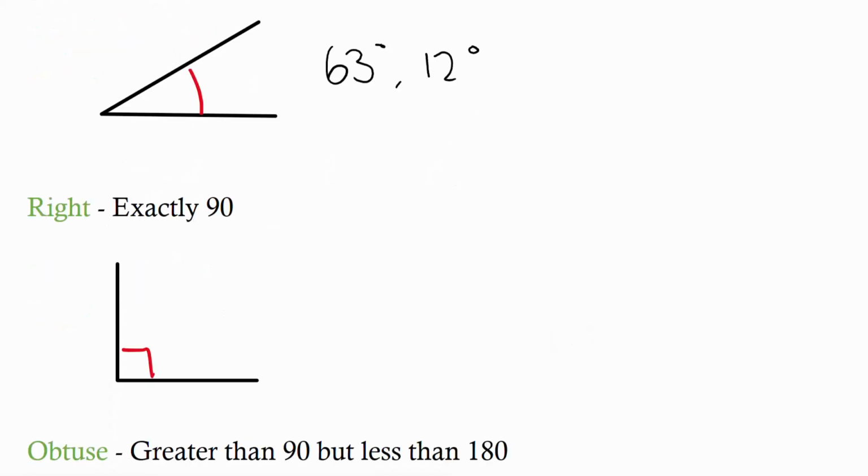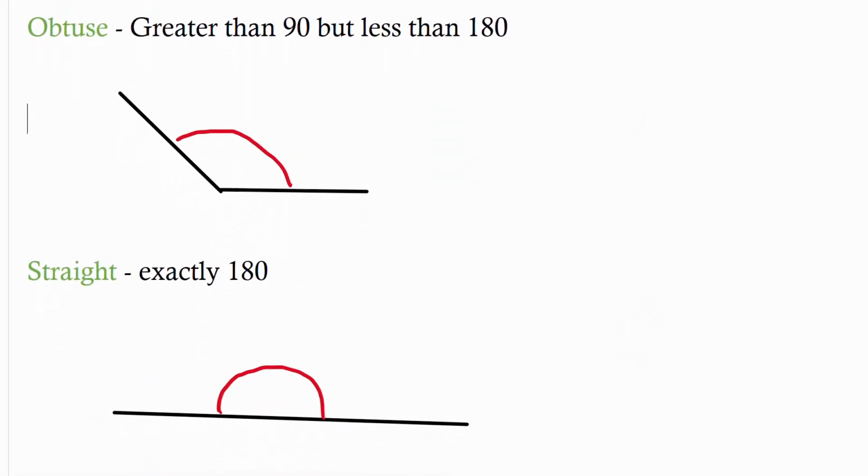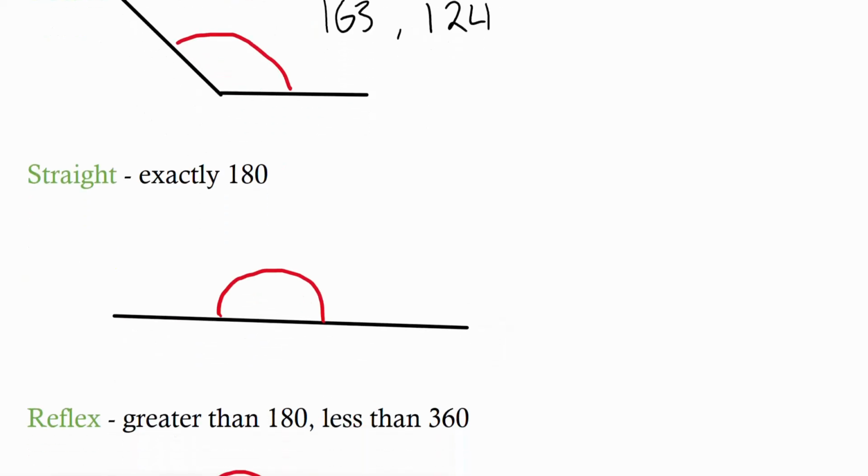The next one is what we call a right angle, which is exactly 90 degrees, and it's represented with that little square down in the corner rather than a part of a circle or curve. Then we have obtuse angles, which are greater than 90 but less than 180, so things like 163, 124, those type of things. We then have a straight angle.